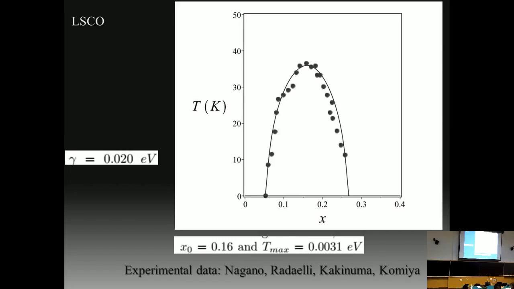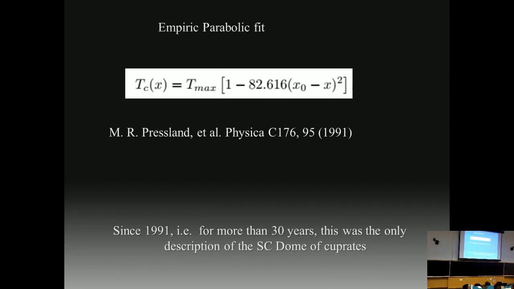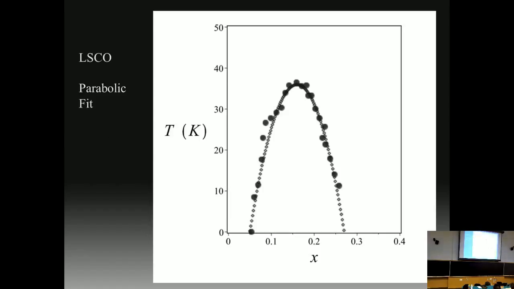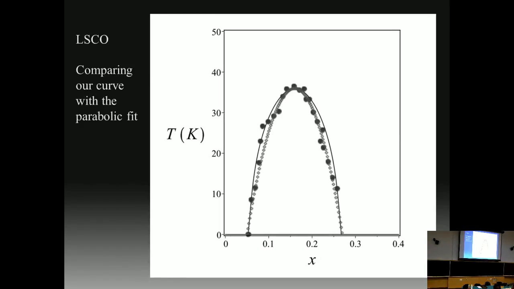So, as I said, the only result we had for this dome was this empiric parabolic fit, which comes from 91, which is this. This is the parabolic fit. And this is a superposition of our result and the parabolic fit. Our result is the solid line.